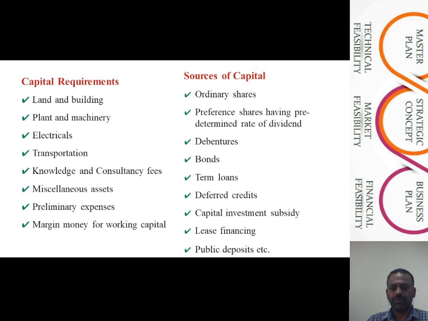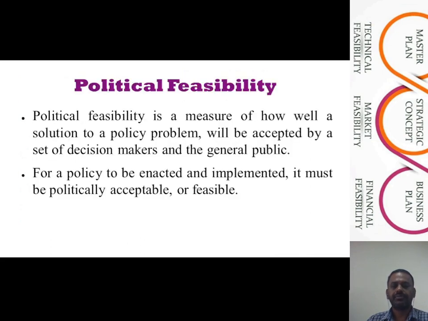The capital requirements are land and building, plant and machinery, electricals, transportation, knowledge and consultancy fees, miscellaneous assets, preliminary expenses, and margin money for working capital. The main sources of capital are ordinary shares, preference shares having a predetermined rate of dividend, debentures, bonds, term loans, deferred credits, capital investment subsidy, lease financing, public deposits, etc.